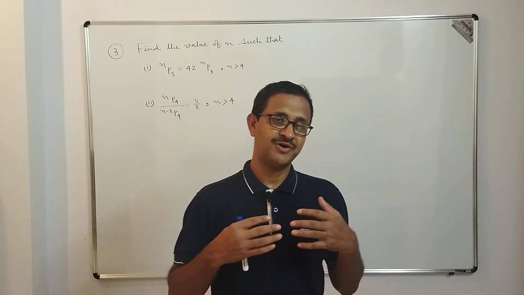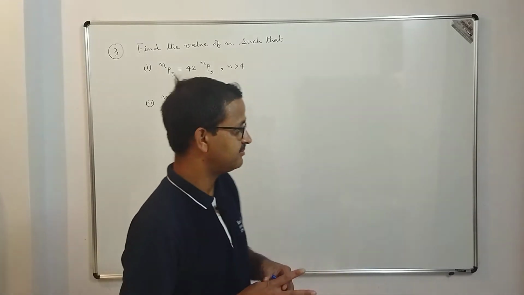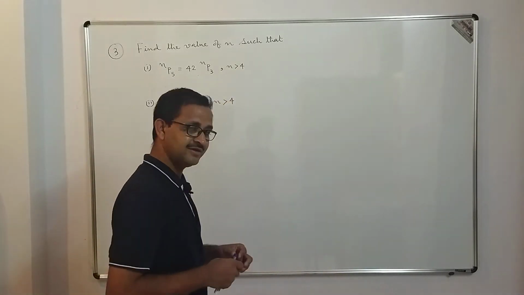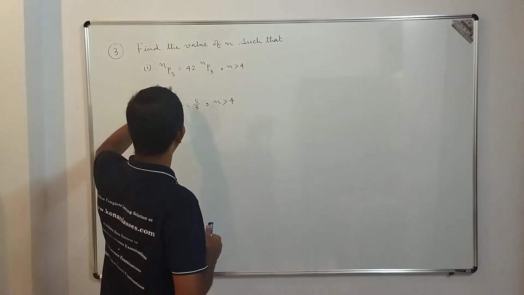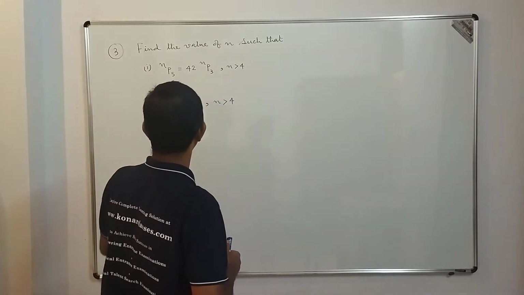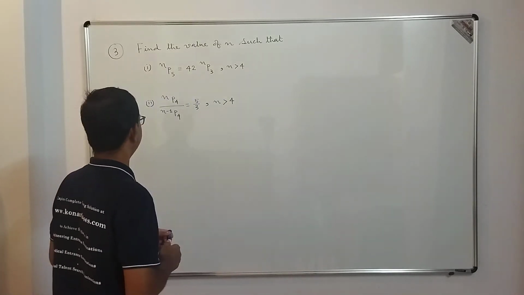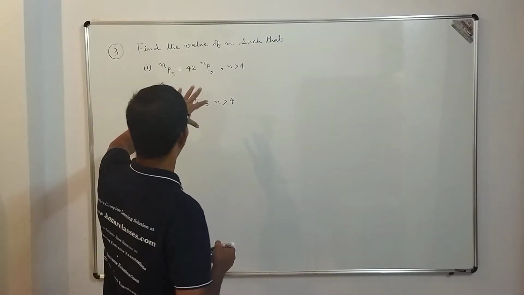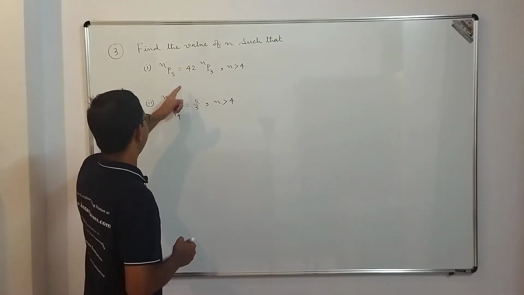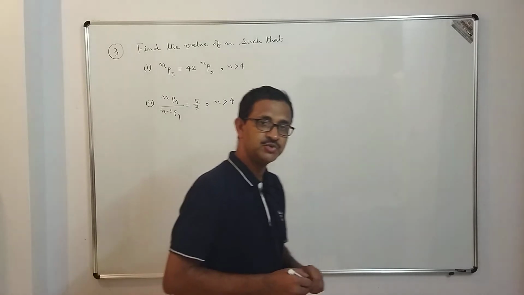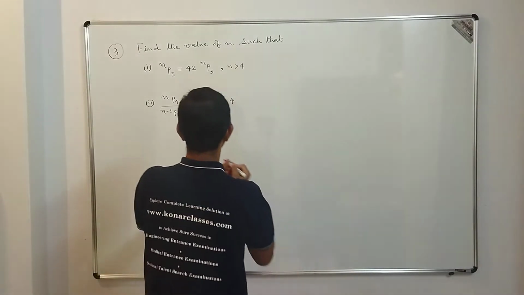आज हम डिस्कस करेंगे द प्रॉब्लम्स वेयर वी लेफ्ट विथ इन द लास्ट क्लास। ओके, सो टुडे वी आर गोइंग टू सॉल्व दिस प्रॉब्लम एंड देन फॉलोड बाय द अदर प्रॉब्लम। द क्वेश्चन नंबर 3, find the value of n such that nP5 equal to 42 nP3. So how to proceed, dear students?